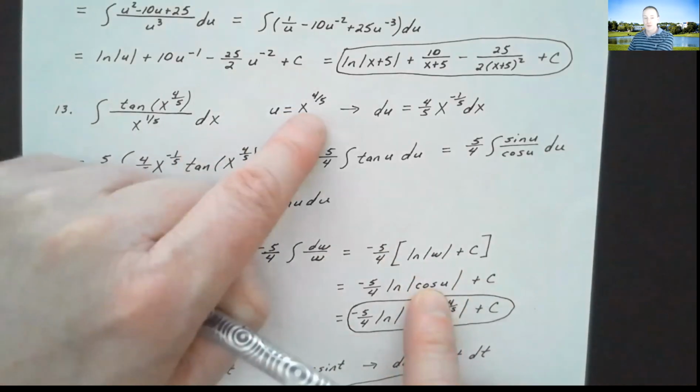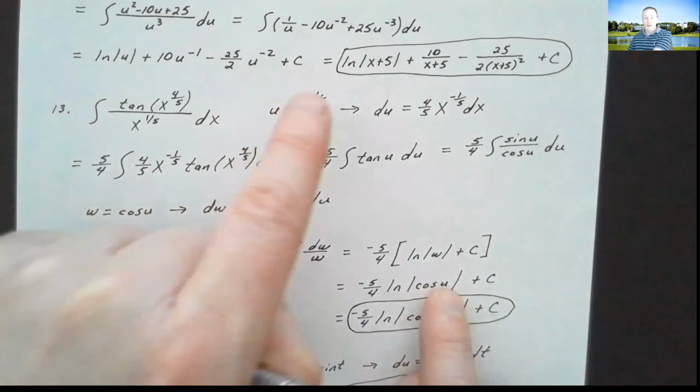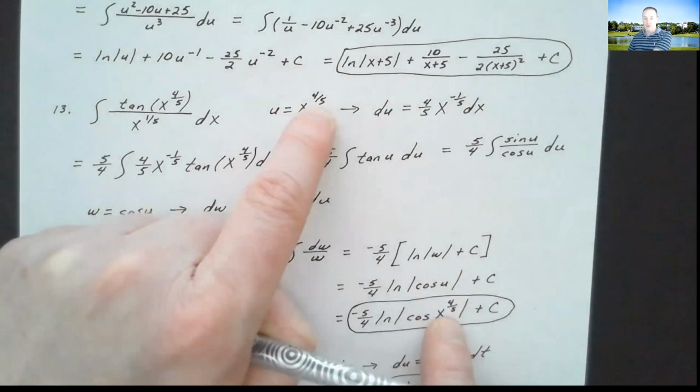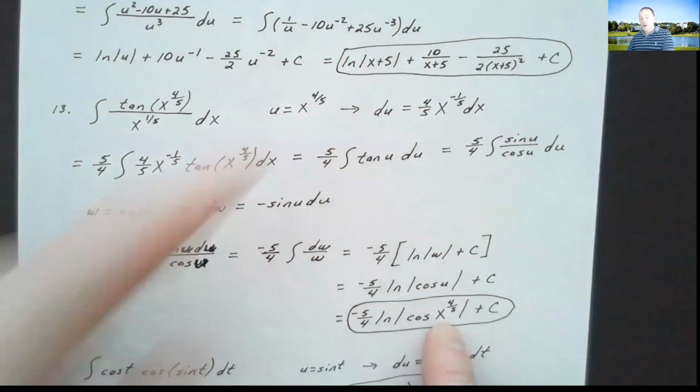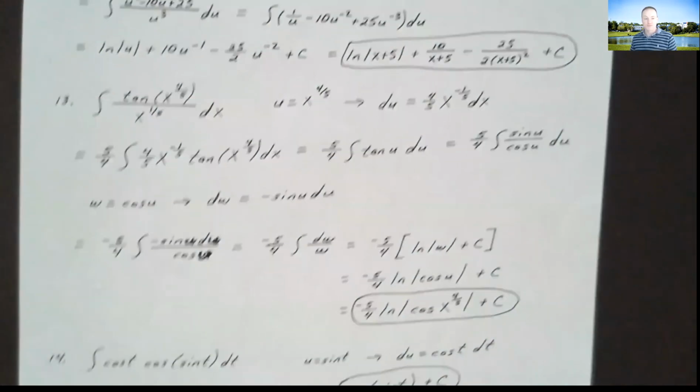Back substitute again. I know that the u in that problem is equal to x to the 4/5 power. So inside of that cosine function, the angle needs to be x to the 4/5. So my final answer, the integral, is negative 5/4 natural log of the absolute value of cosine of x to the 4/5 plus your constant of integration.